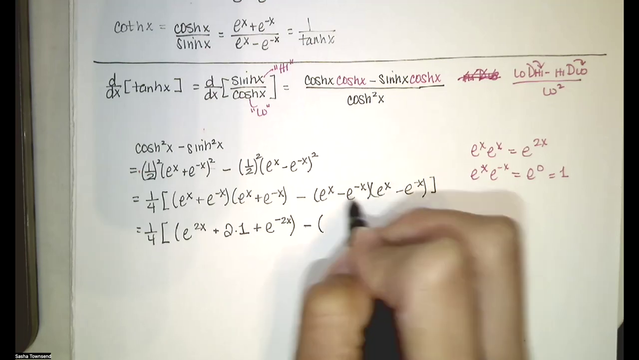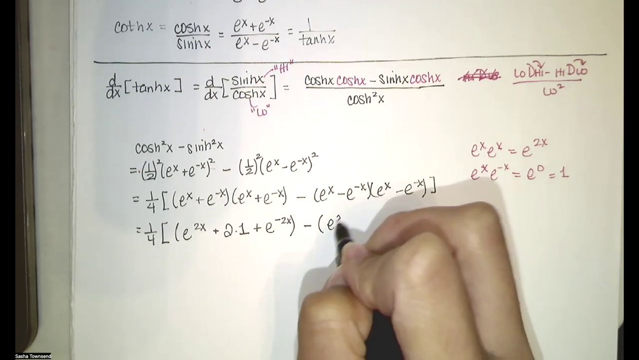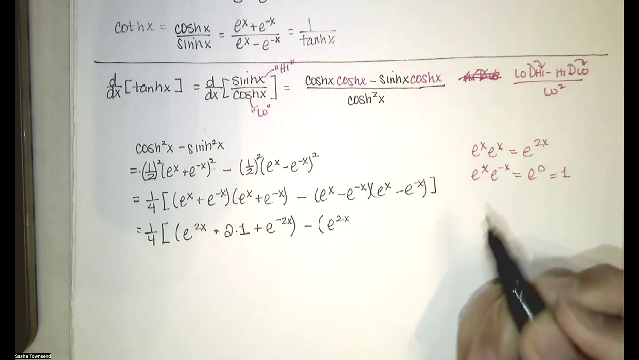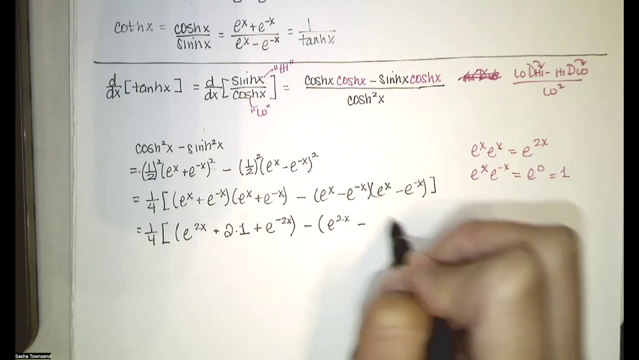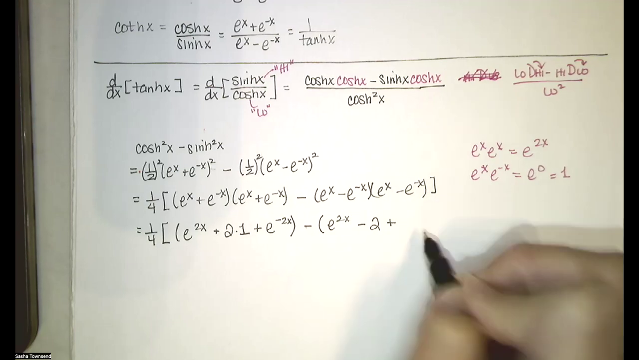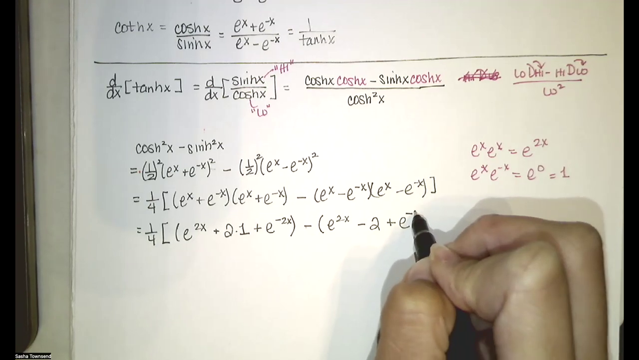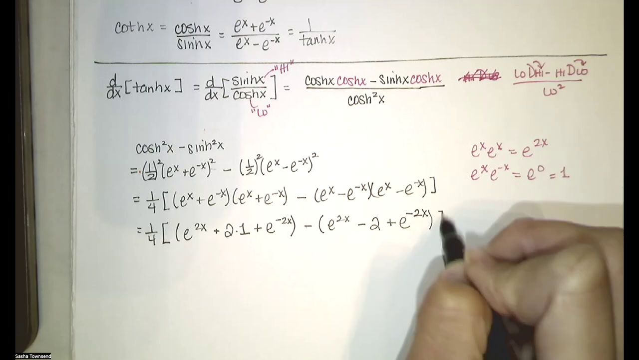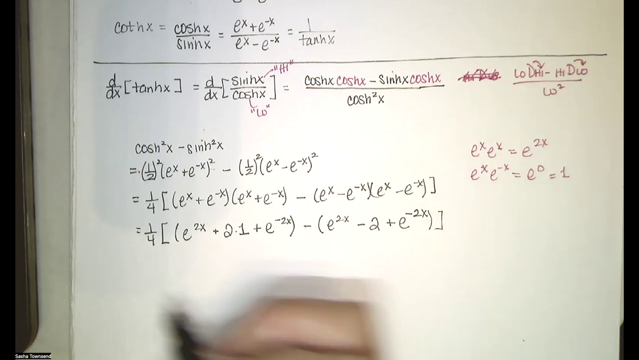And then similarly over here, e to the x times e to the x is e to the 2x. Outer times outer is -1. Inner times inner is another -1, so we get -2. Last times last is a negative times a negative, which is a positive times e to the negative 2x. And then we distribute this negative here.